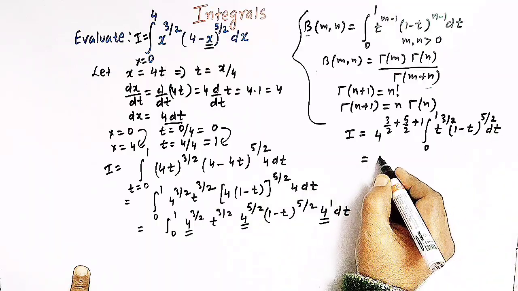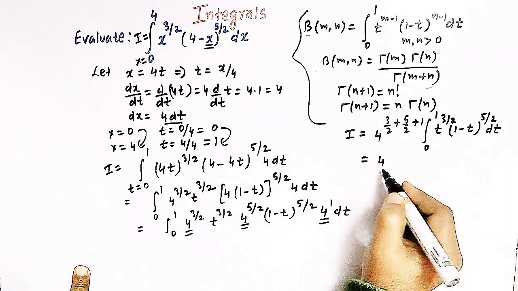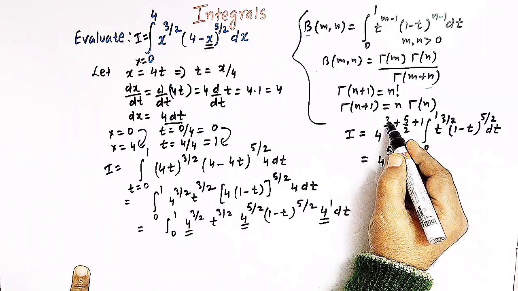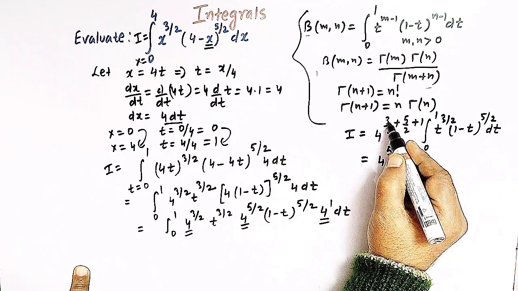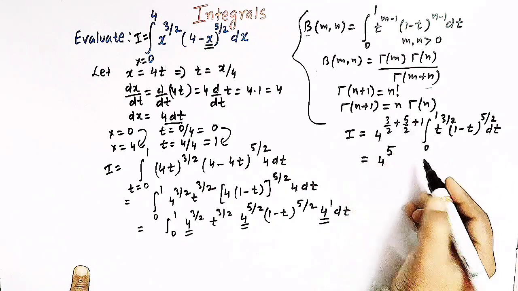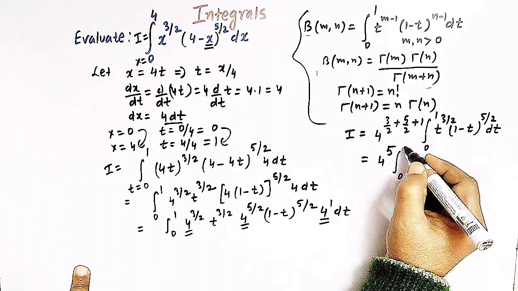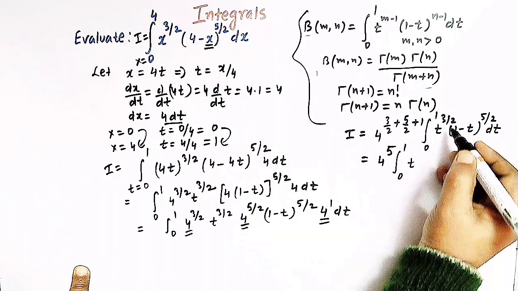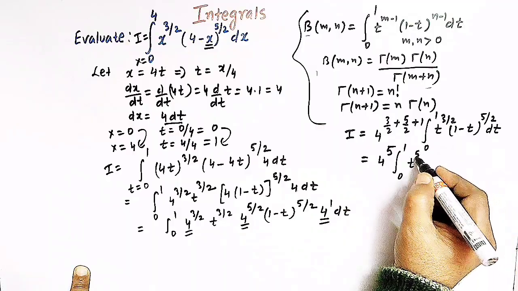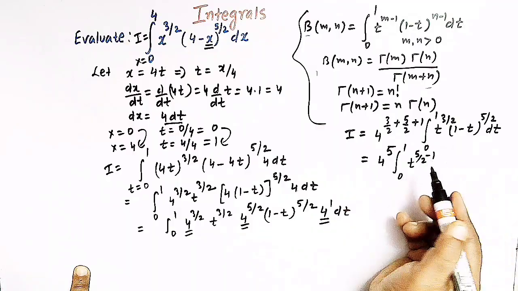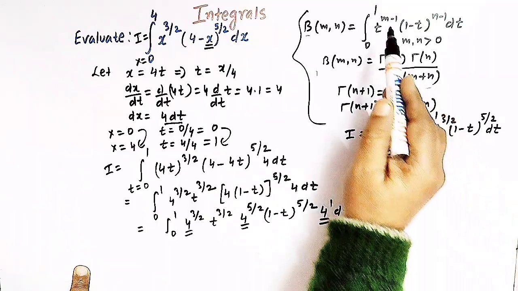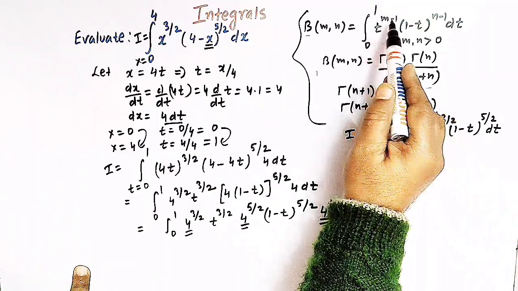So now this expression is equal to 4 raised to 5, because 5 plus 3 is 8, 8 over 2 is 4, and 4 plus 1 is 5. And we can now write the integral from 0 to 1 of t raised to 3 by 2. So 3 by 2 can be written as 5 by 2 minus 1, because we have to write this exponent, that is m minus 1.